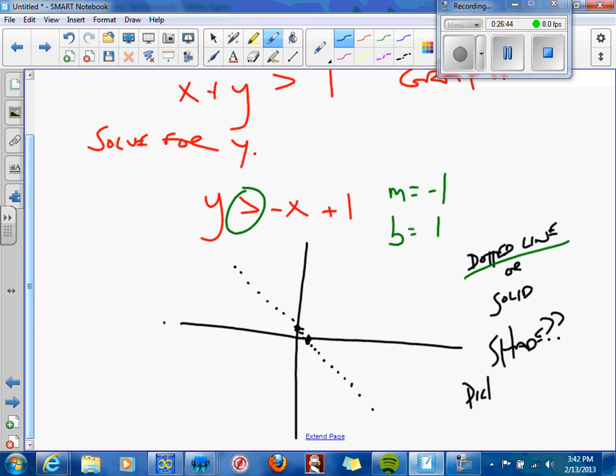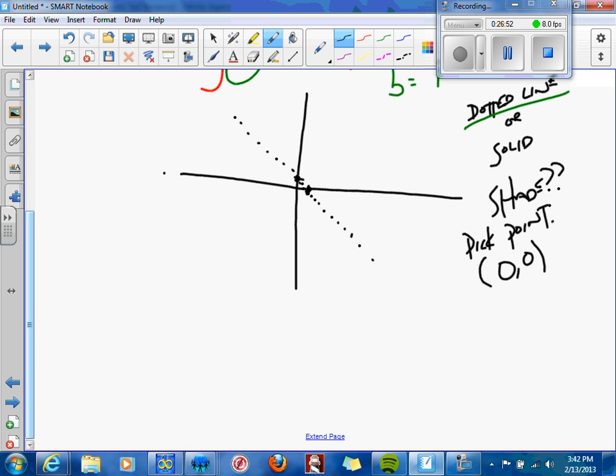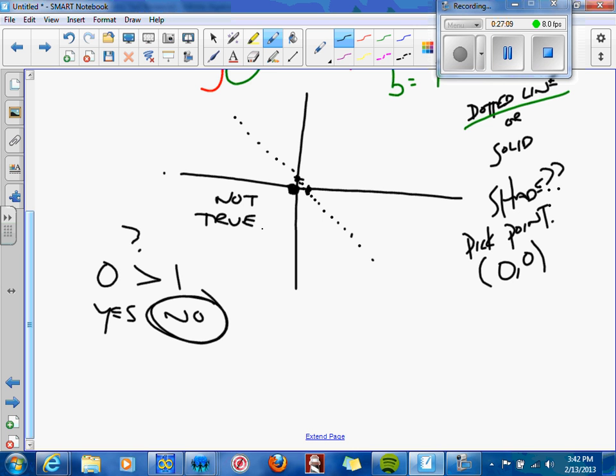Pick a test point. Can you pick 0, 0? Yeah. No. 0, 0. Not shade this stuff.